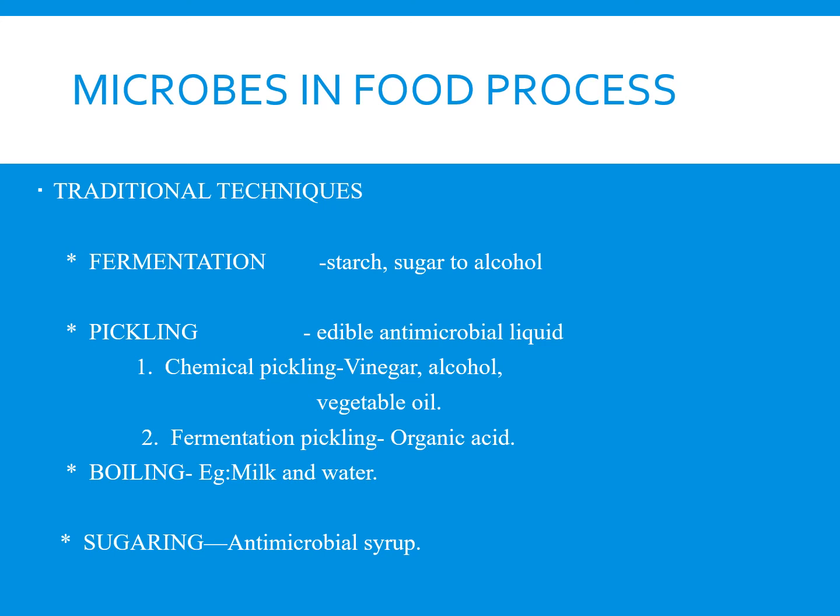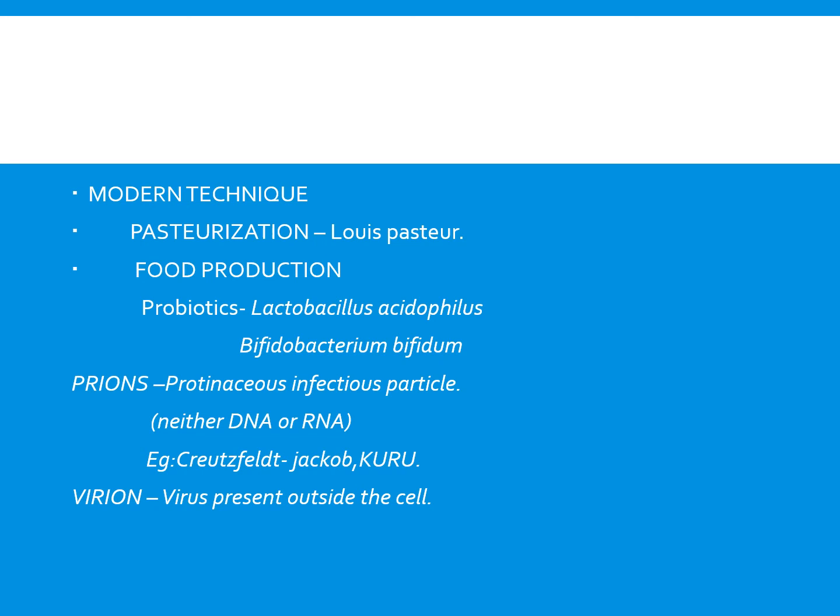Next, the modern technique: pasteurization, demonstrated by Louis Pasteur, and then food production with probiotics. Lactobacillus acidophilus and Bifidobacterium bifidum are called probiotics. Right? Whereas prions are proteinaceous infectious particles with neither DNA nor RNA. Examples like Creutzfeldt-Jakob disease and kuru are a bit difficult; they are proteins, Creutzfeldt-Jakob and kuru.